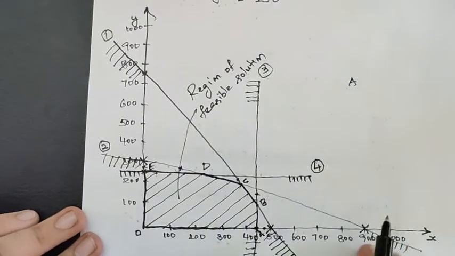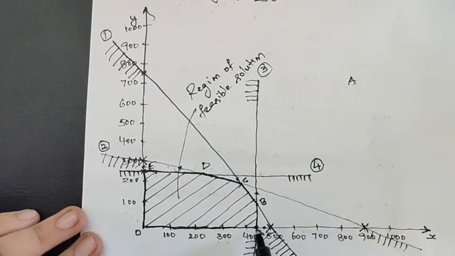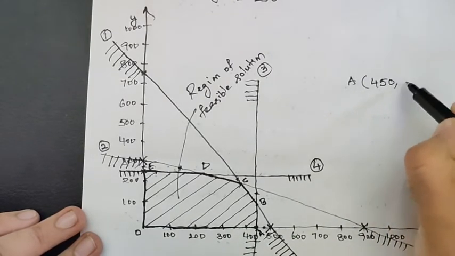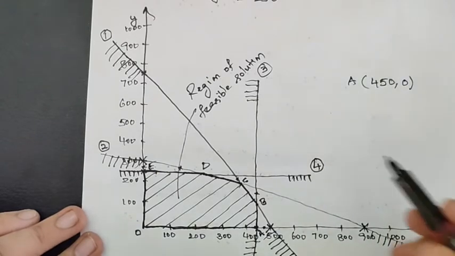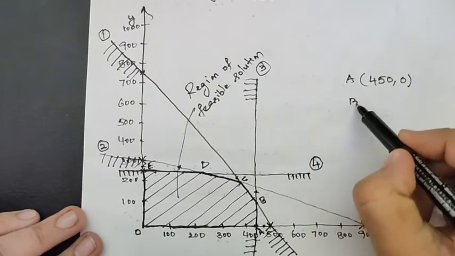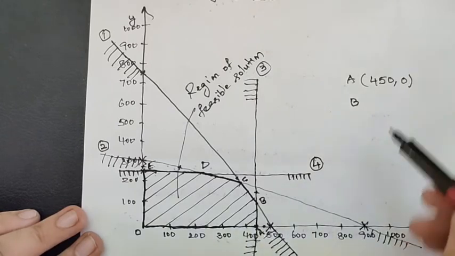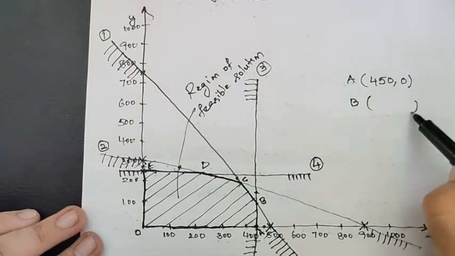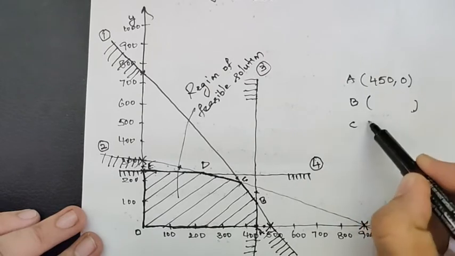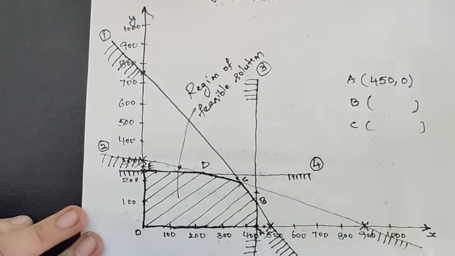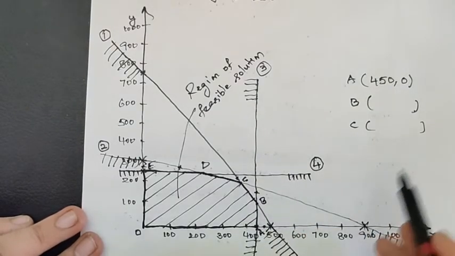So what is the value of A? Already we located this one, so it is 450 comma 0, right? Next I require point B. Do I know the value of B? No, I don't know, so I need to find this. And next I need the value of C. Do I know the value of C? I don't know. It is the point formed because of the intersection of the constraints. I need to find that one.